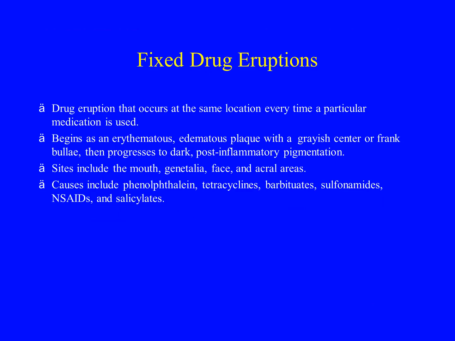Then fixed drug eruptions. Fixed drug eruptions are those that occur at the same location every time a particular medication is used. It begins as an erythematous edematous plaque with a grayish center or frank bullae, and then progresses to dark post-inflammatory pigmentation. Common sites are the mouth, genitalia, face, and acral areas. The most common drugs causing fixed drug eruptions are phenolphthalein, tetracyclines, barbiturates, sulfonamides, NSAIDs, and salicylates.